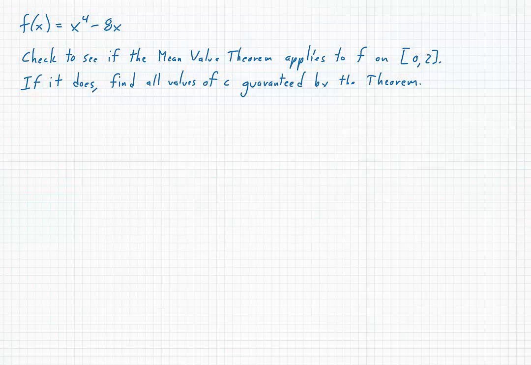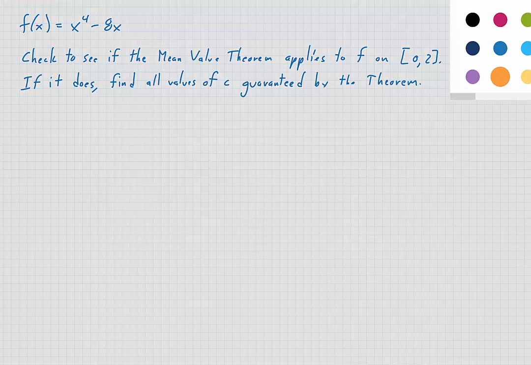We're given the function f of x is equal to x to the fourth minus 8x, and we're asked to check to see if the mean value theorem applies to this function on the interval 0 to 2. Further, if the mean value theorem does apply to the function on the interval, we're asked to use it to find all the values of c that are guaranteed by the theorem.